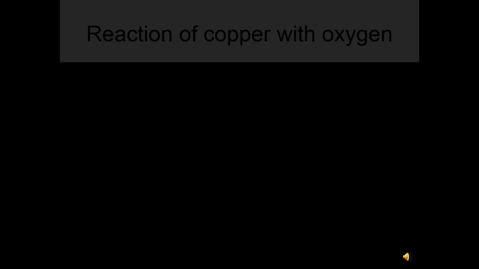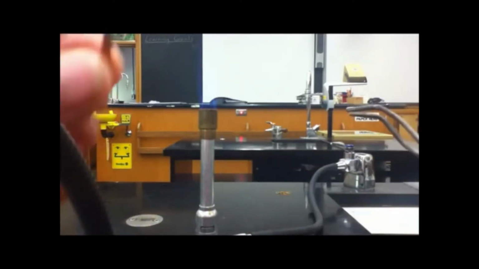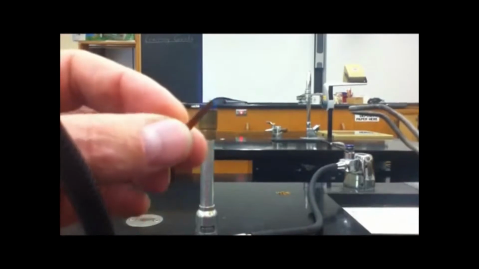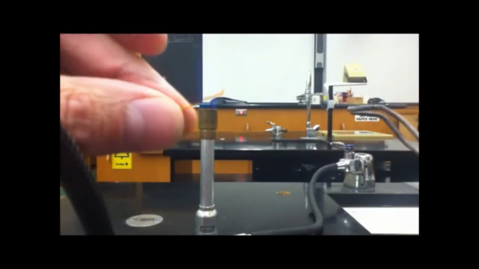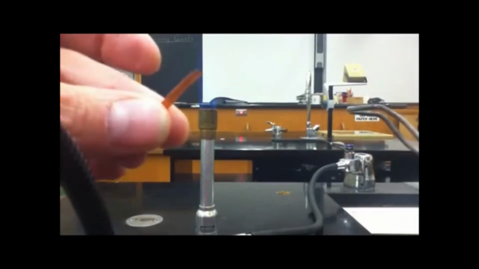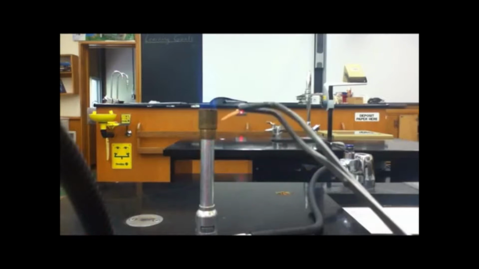All right, this is the video where we're looking at reacting of metals with oxygen, and what we have here is a piece of copper. You can see it's your typical copper color, nice and shiny, so a fresh piece of copper. And what we're going to do is heat it in our Bunsen burner.